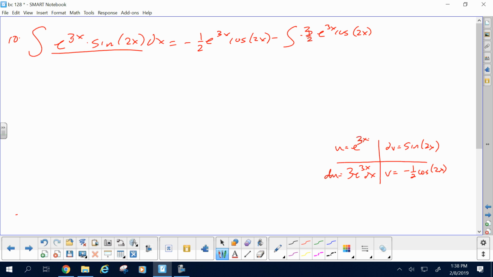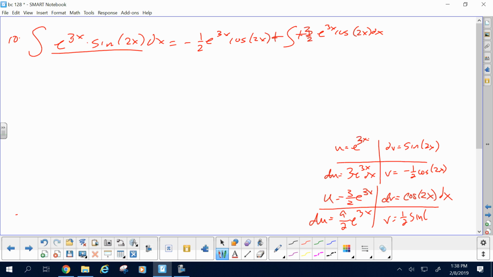Okay? Do you want to take those two negatives and knock them out? Yep. All right, now we do it again. Be consistent. Make u 3/2 e to the 3x. The dv is cosine of 2x dx. So du is now 9/2 e to the 3x. And v is 1/2 sine of 2x. Stop me if you disagree.